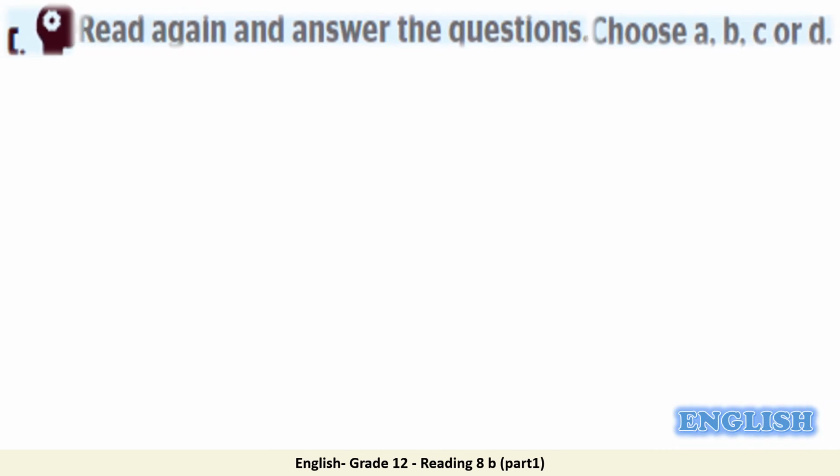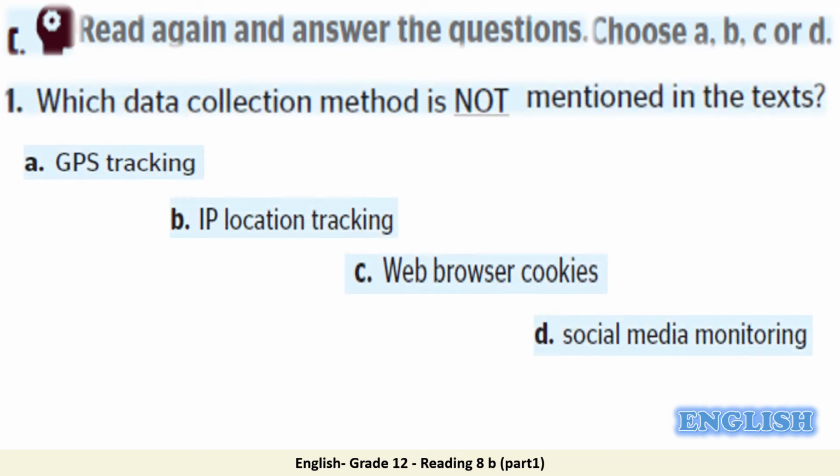My dear students, I need you to give due care to such a kind of question, even though it is a multiple choice question. See how the question is set? Which data collection method is not mentioned in the text? It does not exist there. A, GPS tracking; B, IP location tracking; C, web browser cookies; D, social media monitoring. Not mentioned, remember.